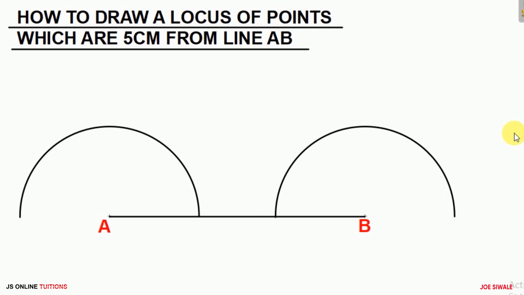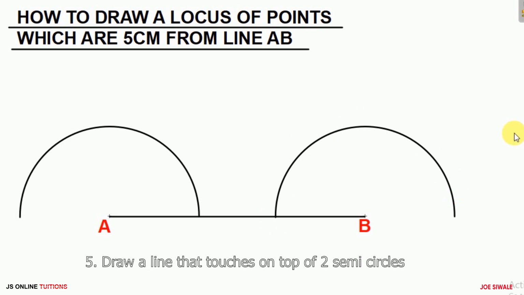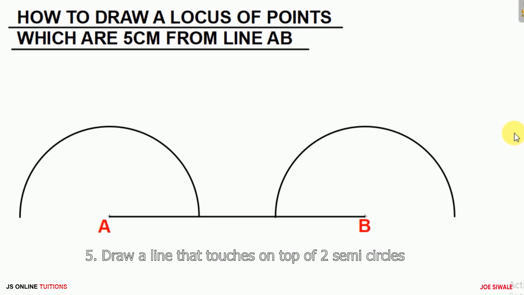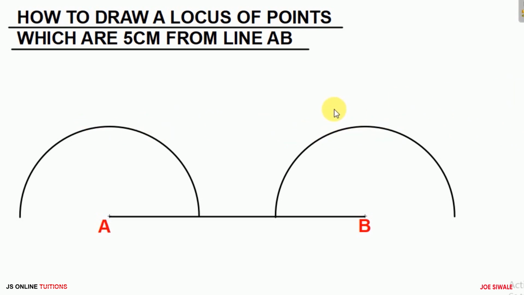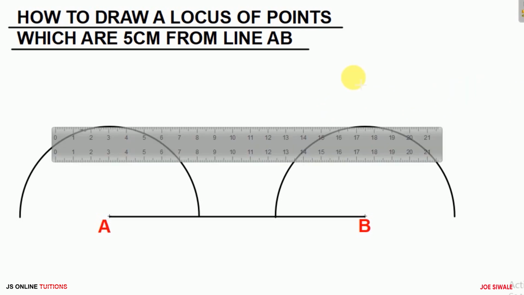Then our fifth step, draw a line that touches the top of the 2 semicircles. So we need to draw a line that will touch these 2 semicircles. So for that, we're going to use our ruler. So we're going to put our ruler there. Then we're going to draw a line that touches these 2 semicircles. So we have done that.